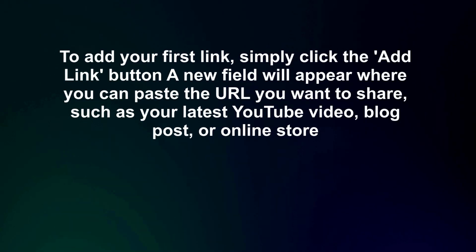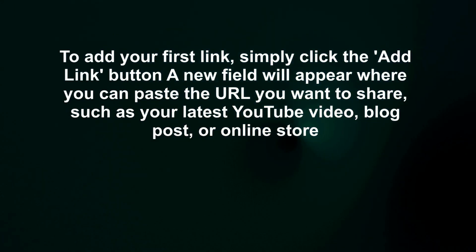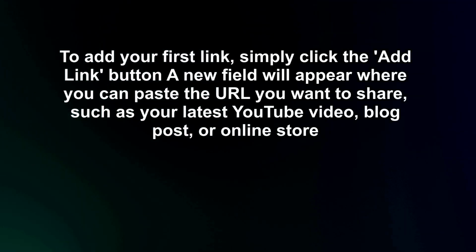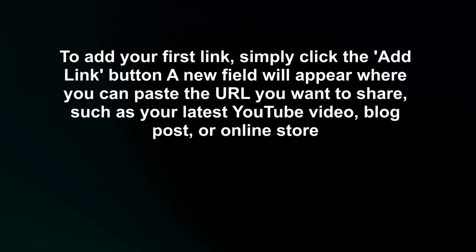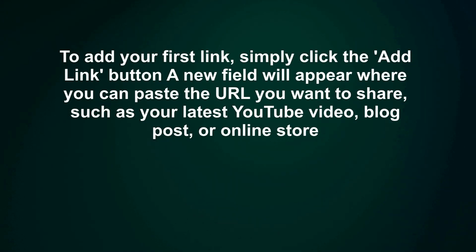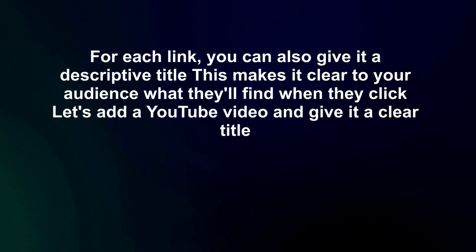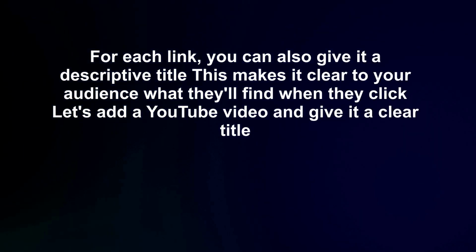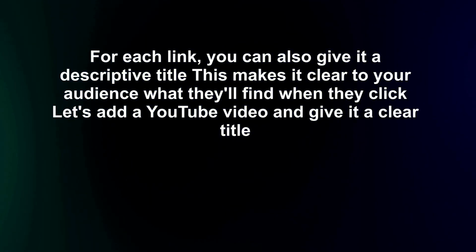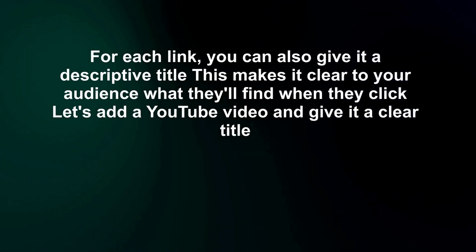To add your first link, simply click the Add Link button. A new field will appear where you can paste the URL you want to share, such as your latest YouTube video, blog post, or online store. For each link, you can also give it a descriptive title. This makes it clear to your audience what they'll find when they click. Let's add a YouTube video and give it a clear title.